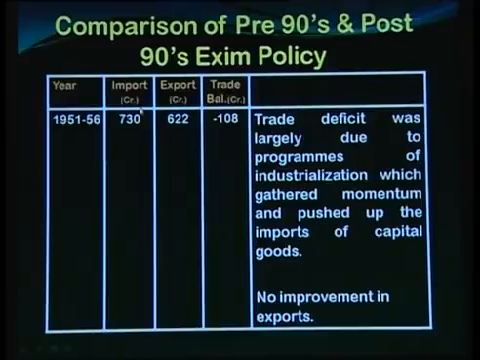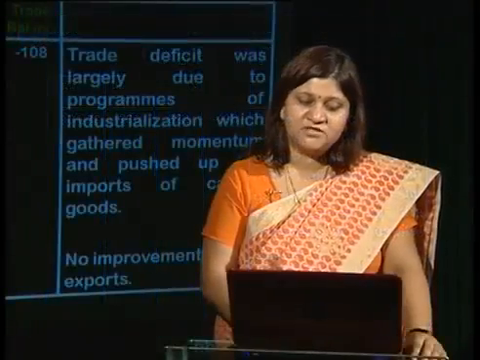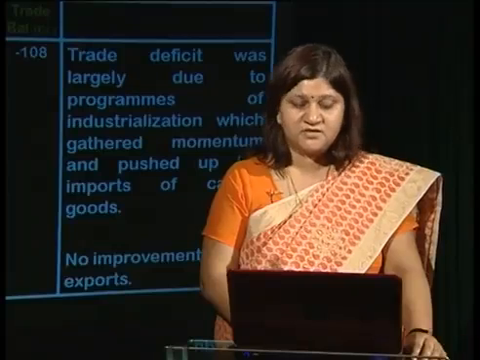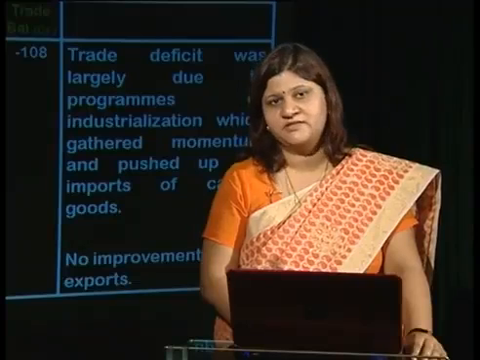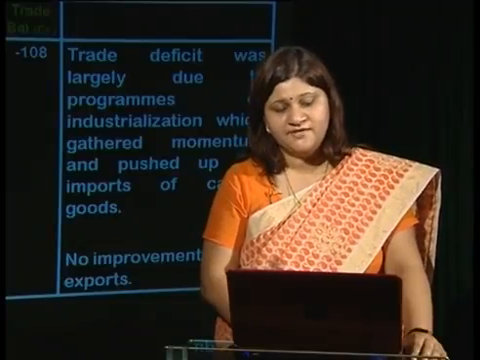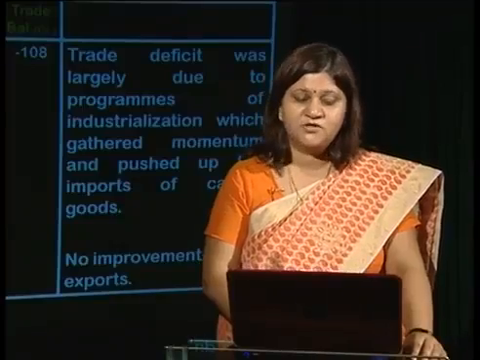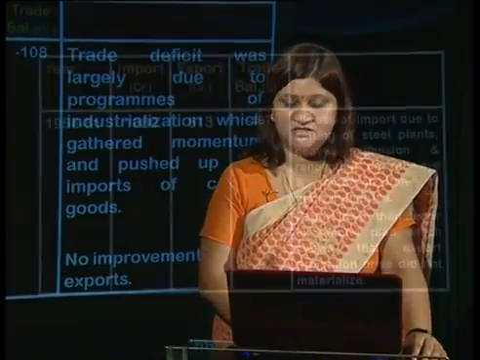Next is 1951 to 56. Here also imports are 730 while exports are lesser, at 622. So we are facing a trade balance of minus 108. The trade deficit was largely due to programs of industrialization which gathered momentum and pushed up the imports of capital goods. No improvements were seen in export even up to 1956. These were the years when the five-year plans as well as the industrial policies laid emphasis on industrialization. Hence, we put more emphasis on imports so that we could give a pace to industrialization.